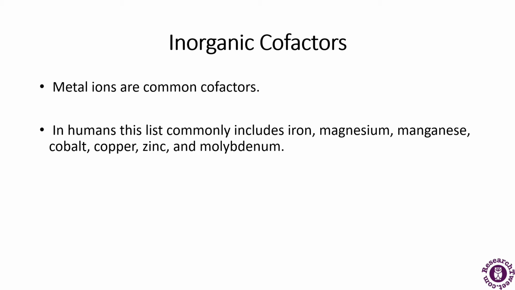Although there is chromium deficiency, which causes impaired glucose tolerance, no human enzyme that uses this metal ion as a cofactor has been identified. There are other examples as well. For example, iodine, which is also an essential element, but this element is used as part of the structure of the thyroid hormone rather than as an enzyme cofactor.